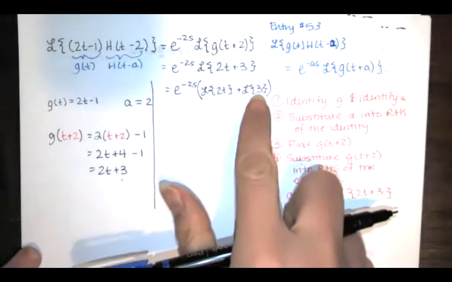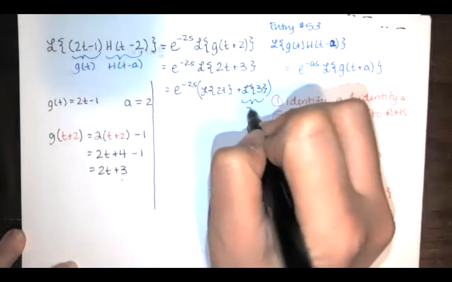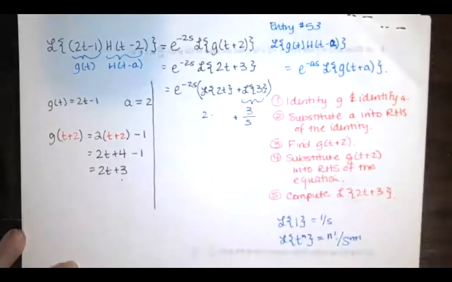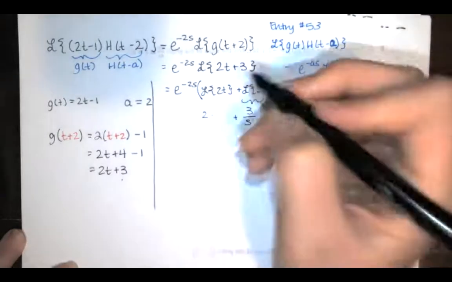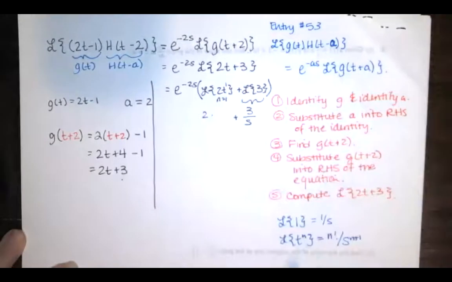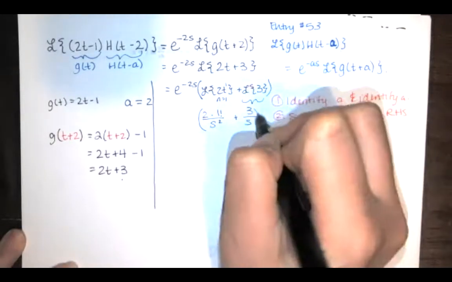So in this case, this is just going to be 3, which is a constant, times 1 over s. So that'll be 3 over s. And then here we'll have 2 times the Laplace transform of t to the first. Well, that means that n equals 1 when I'm matching this pattern. So I'll have 1 factorial over s to the 1 plus 1, or s squared.